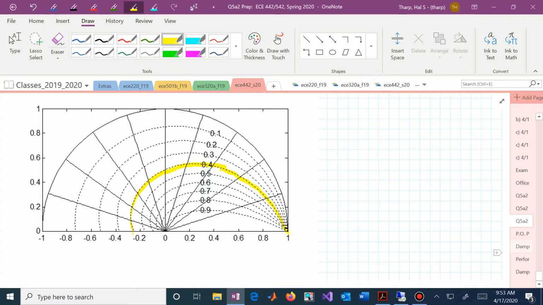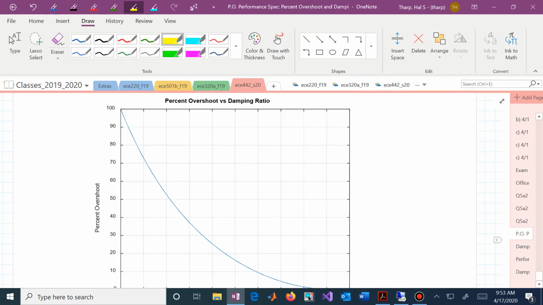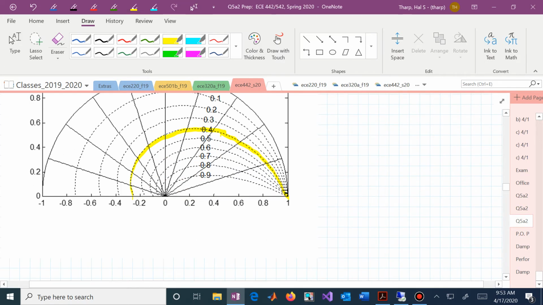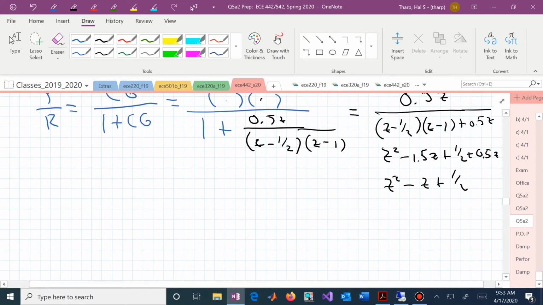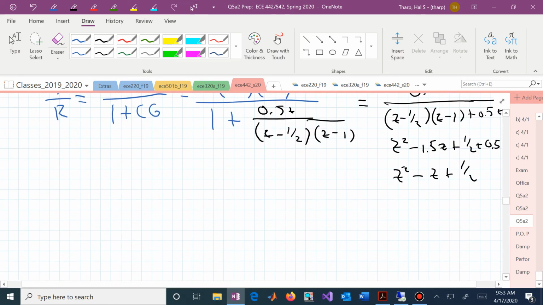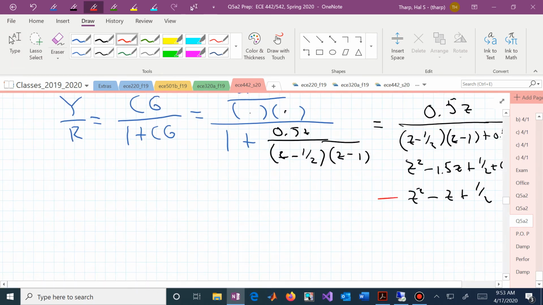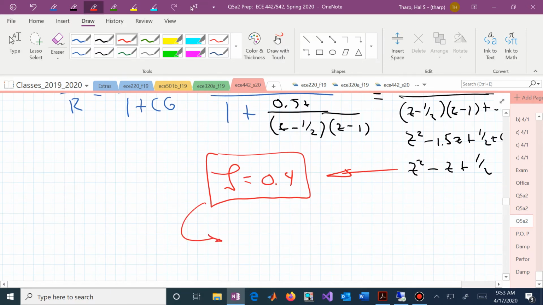Or we can now say, oh, this question was asking for the percent overshoot. We have a zeta of 0.4. Now we have a percent overshoot of 25%. So that would be your go-to value that you're looking for. So now this polynomial gives rise to a zeta of 0.4. That now, from our chart, says that percent overshoot is equal to 25%.